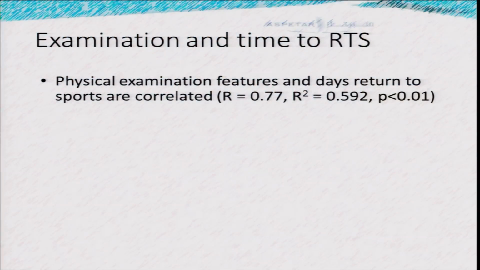An example from our own data: we've looked at all of the physical features in the PRP trial that we did. So when the person first comes in, we measure their flexibility, we ask them how much pain, we do some strength tests, we do a bunch of other things, and I can derive an equation which will tell you how long it's going to take for this guy to get back to sport.